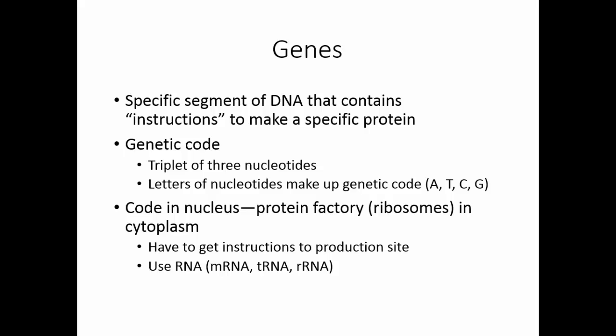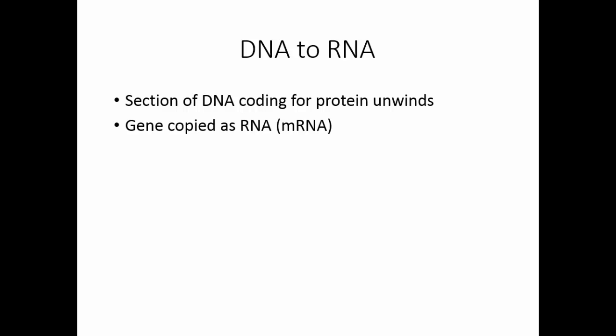We're going to use RNA to do this. Now, there are 3 kinds of RNA: messenger RNA, transfer RNA, and ribosomal RNA. Ribosomal RNA makes up part of the ribosome. When we start converting DNA to RNA, the process is called transcription. We're making a copy. The section of DNA that has the protein, the gene on it that we want, unwinds a little bit, and we get that gene copied as RNA. Now, this is going to be messenger RNA because it's going to take the message out to the ribosome.